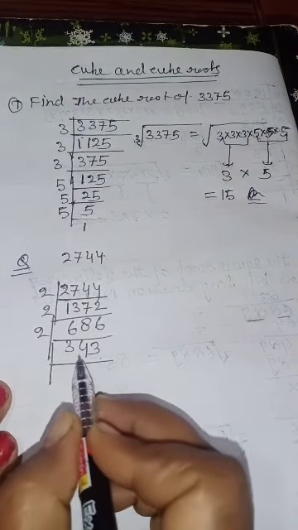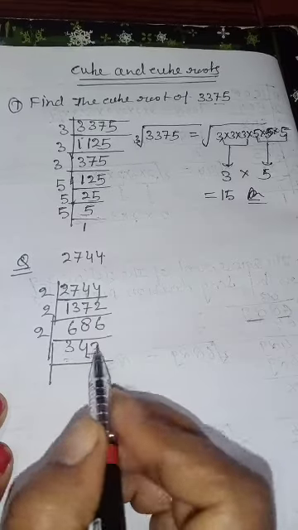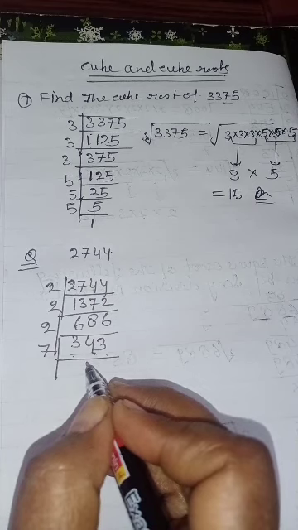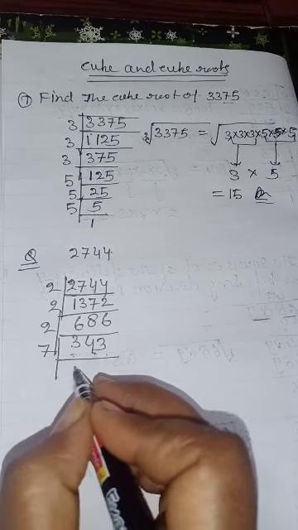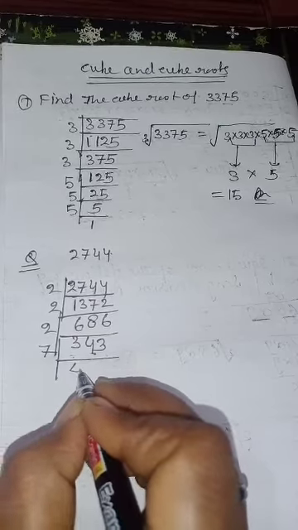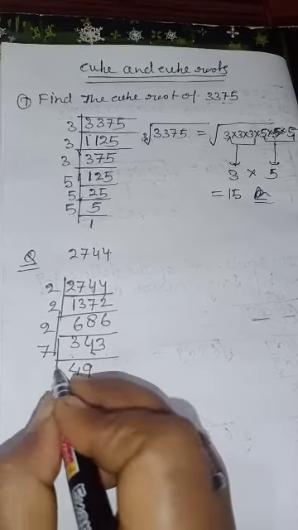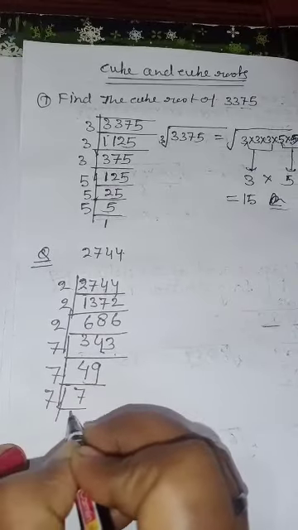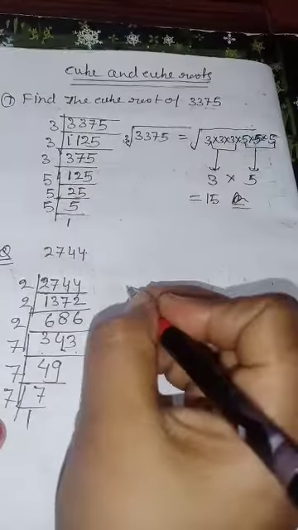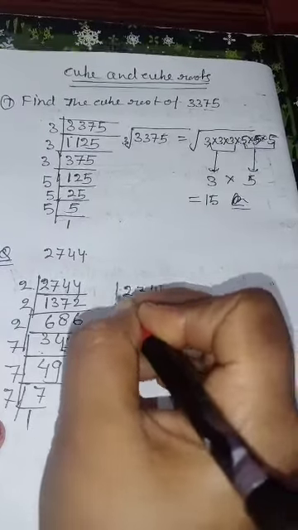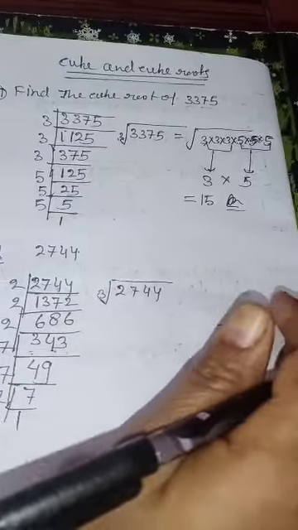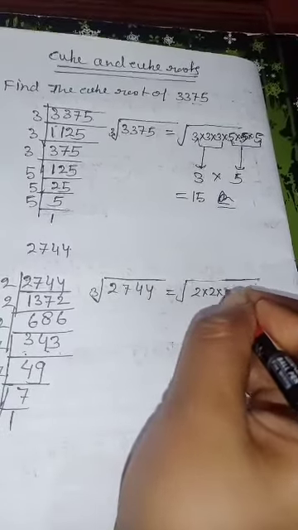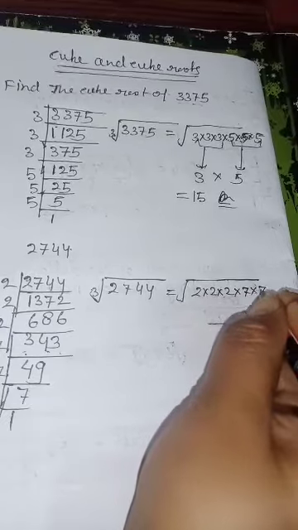Now see that 343 is there. So by 7 it should be divided. 7 4s are 28, 7 9s are 63. So 7 7s are 49 and 7 1s are 7. So see that 2744, here cube root you will write in this way, is a product of which numbers? 2 into 2 into 2 into 7 into 7 into 7.